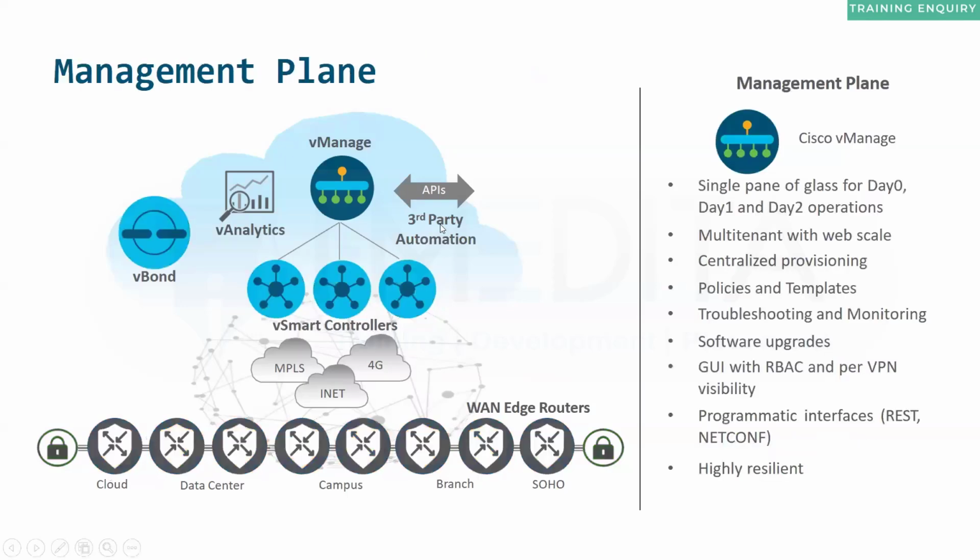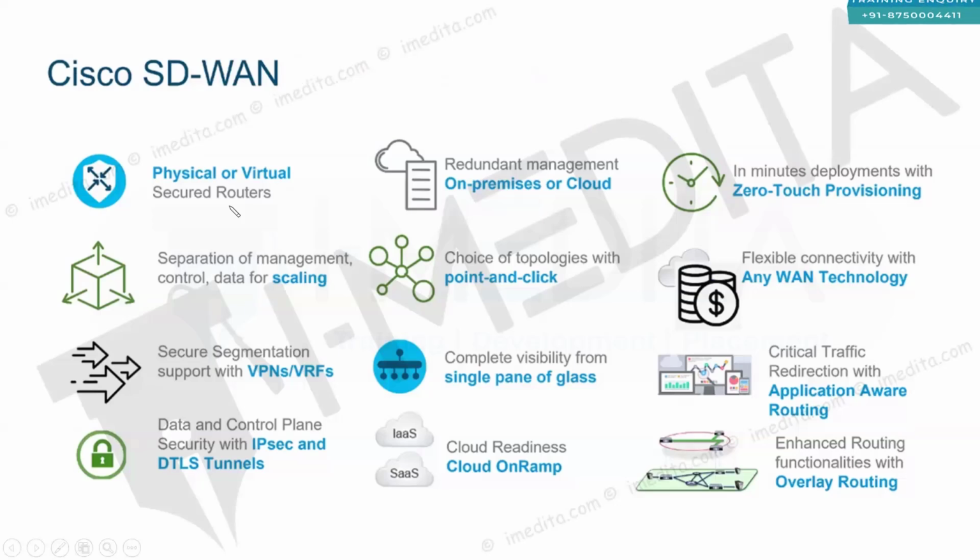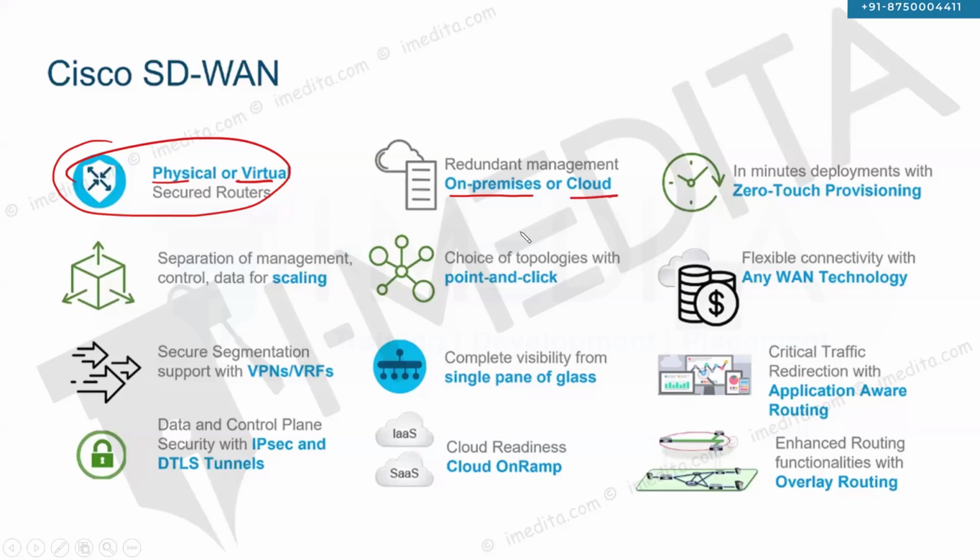I'll go back a little. So if you look at here, the Cisco SD-WAN, as I told you, the routers in Cisco SD-WAN could be physical or virtual, right? So that's another advantage over here. The redundant management, which means that you can have your management plane on-prem, which means, as I told you, the vManage can be hosted on-prem, or you could host your vManage in cloud, or maybe at both places for the purpose of redundancy.